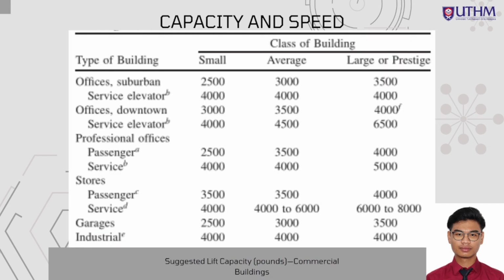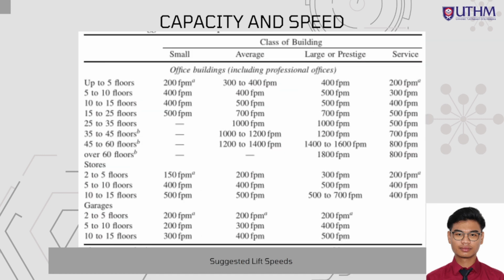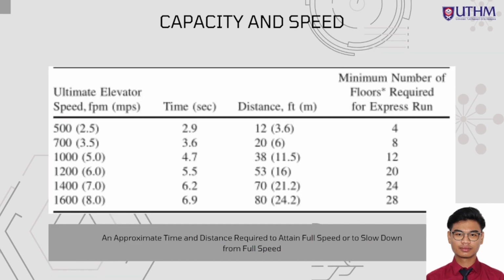Next is the suggested lift capacity in pounds for commercial buildings. And this is the suggested lift speed. Next is an approximate time and distance required to attain full speed or to slow down from full speed.